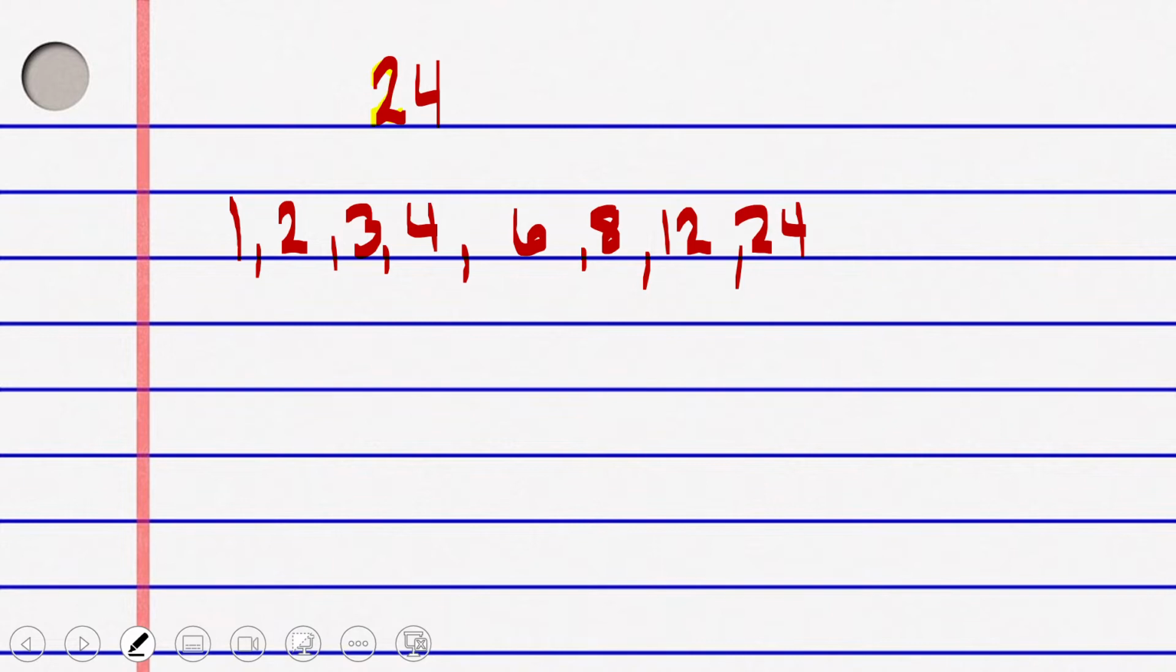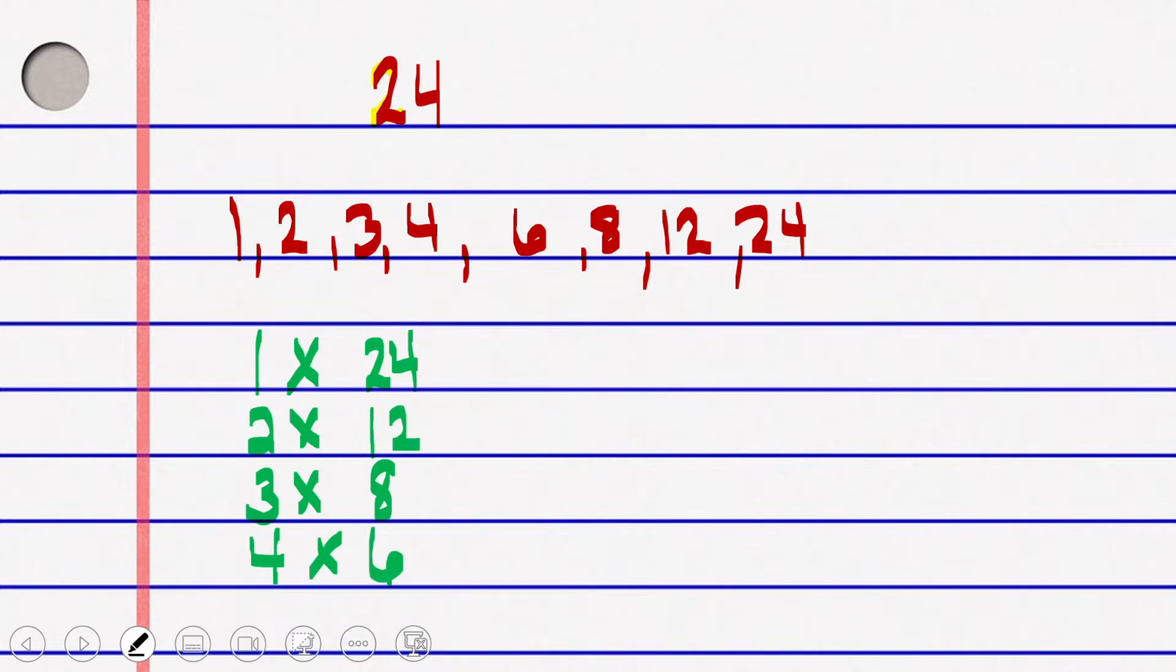Within the set of 1 and 24, you're listing in ascending order all of the numbers that multiply together as factors to create 24. That would be 1, 2, 3, 4, 6, 8, 12, and 24. You can also say 1 times 24, 2 times 12, 3 times 8, and 4 times 6. And again, you've listed all of those, 1, 2, 3, 4, 6, 8, 12, 24, in order.